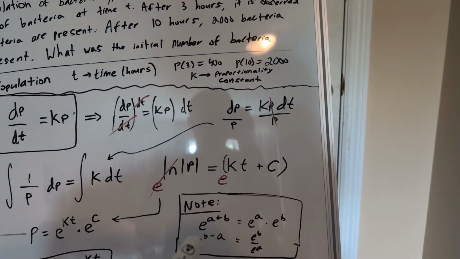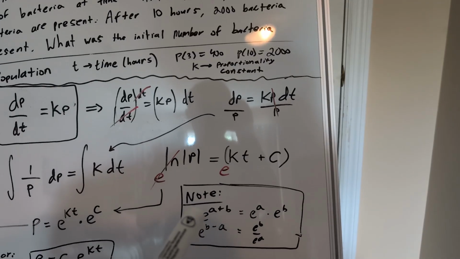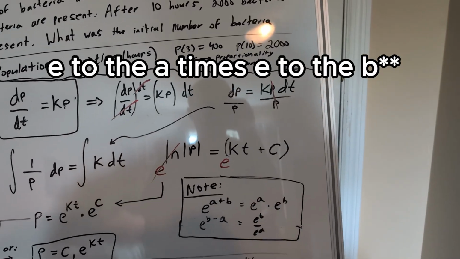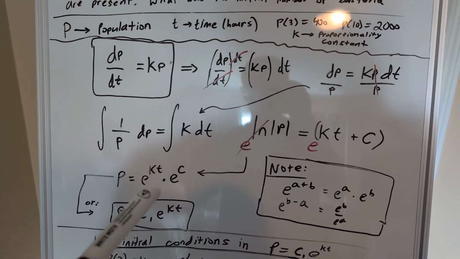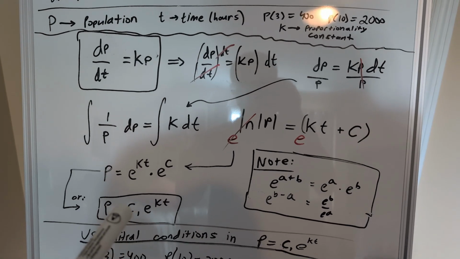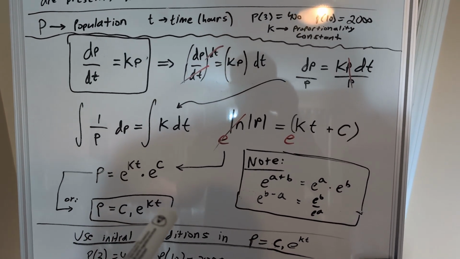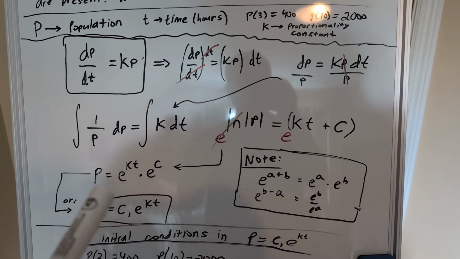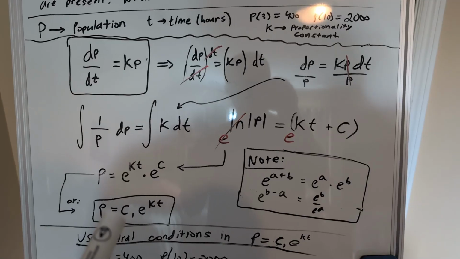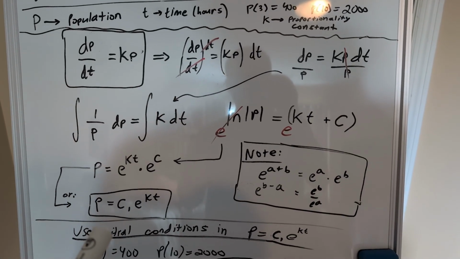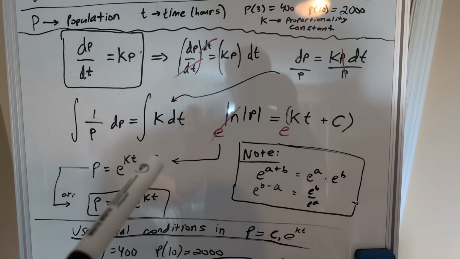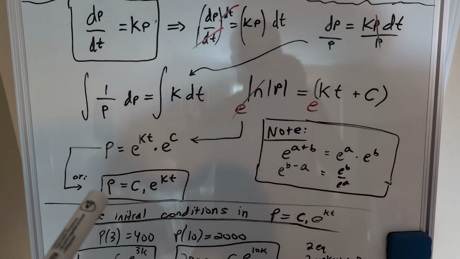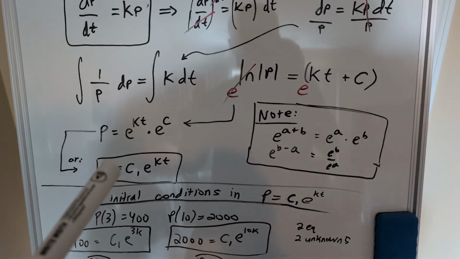This is because of our properties of e. When you have e to the a plus b, it is equal to e to the a times e to the b. So see that resemblance here? Or you can write it as p equals c1 times e to the kt. I did this because e itself is just a number, and c is a constant that doesn't change. So when you have a number raised to another number, that's going to be a number. So instead of holding this term across the problem, we could just call it c1 and make it a lot easier. So our general solution is p equals c1 times e to the kt.